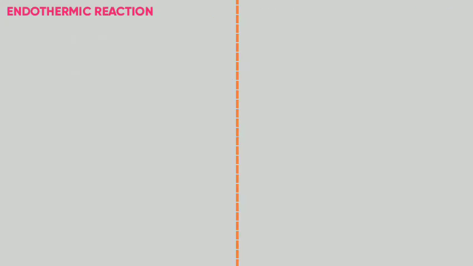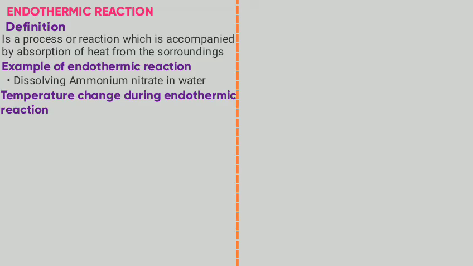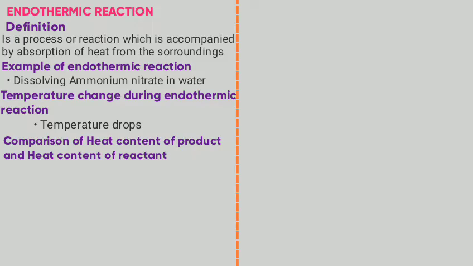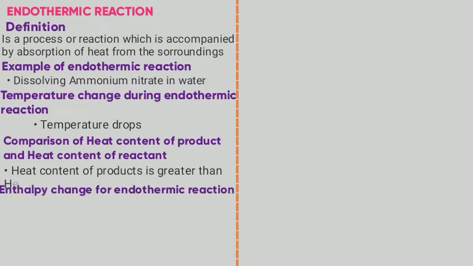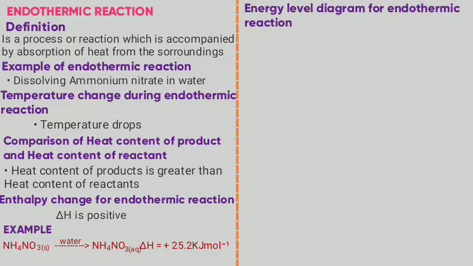Now, the endothermic reaction definition: a process which is accompanied by absorption of heat from the surroundings. Example of an endothermic reaction: dissolving ammonium nitrate in water. What is the temperature change in an endothermic reaction? Temperature drop. How does the heat content of the products and reactants compare in an endothermic reaction? The heat content of the products is greater than the heat content of the reactants. Therefore, enthalpy change becomes positive. Example: ammonium nitrate solid gives ammonium nitrate aqueous, delta H is plus 25.2 kilojoules per mole. The energy level diagram for an endothermic reaction is shown below.